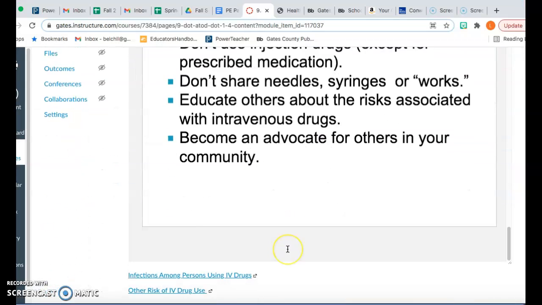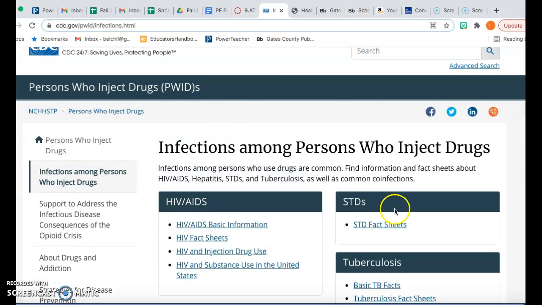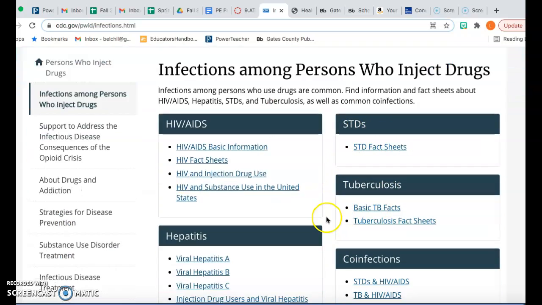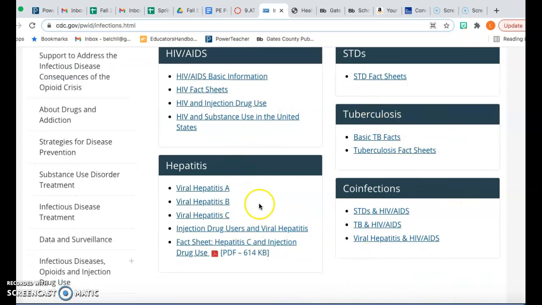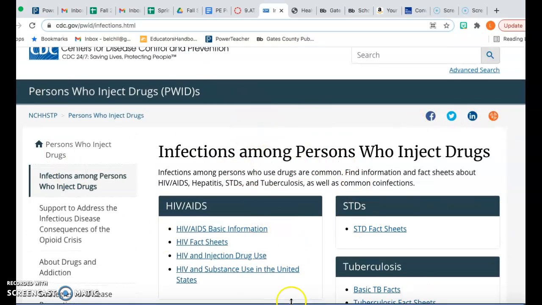Like I said, it wasn't very long, but I just want to show you two other web pages on IV drugs for you to review on your own. This one gives you some more facts about HIV and AIDS. It talks about STDs, tuberculosis, and all the types of hepatitis, because there is hepatitis A, B, and C. These are all infections that are very common for somebody that injects themselves with drugs, and not using them as prescribed by a doctor.